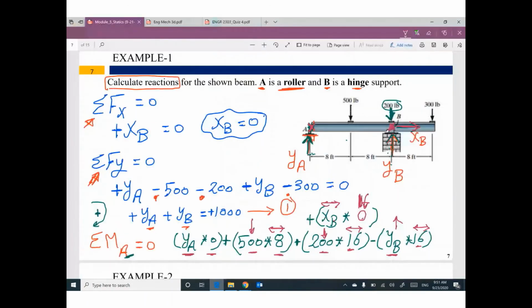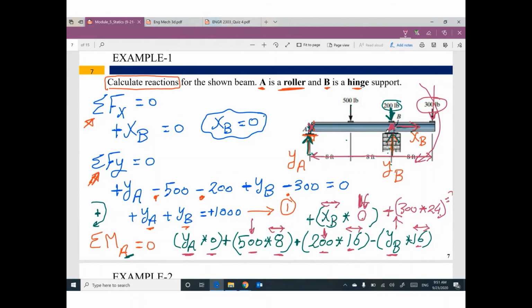We still have one more. Please don't forget any. Plus 300. Why plus? It will rotate clockwise like this. How much is the distance? This force is a vertical force, so your distance must be horizontal. The total distance between this force and point A is 24. Don't forget any. I am done with all of them. This summation equals 0.